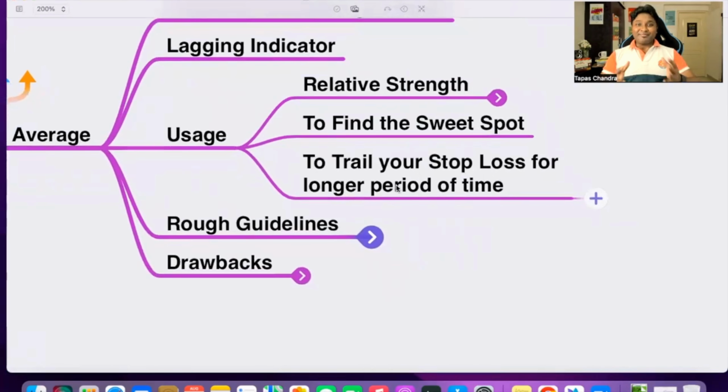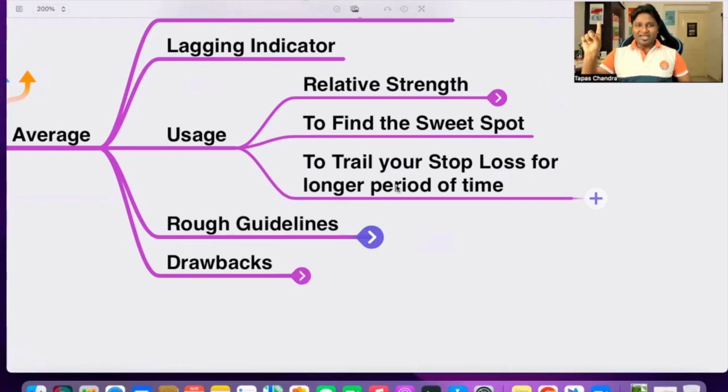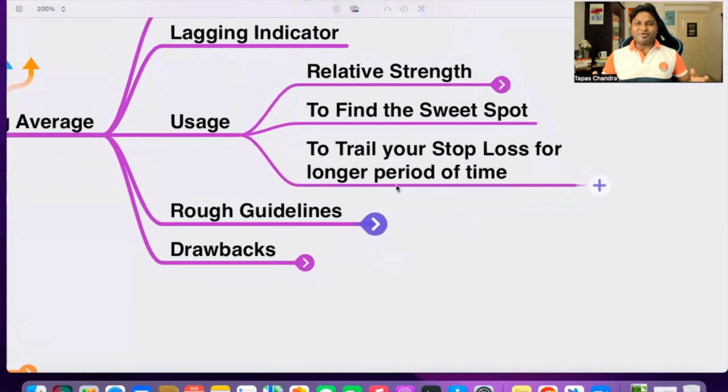These are the three primary usages of moving average. Number one is to get the relative strength of a stock, and to buy the stronger and short the weaker. This can be a very good tool to use. Number two is to find the sweet spot where you can take the entry on that particular stock. And the last one is to trail the stop loss for a longer period of time. So these are the three very important uses which we will elaborate on in this video.